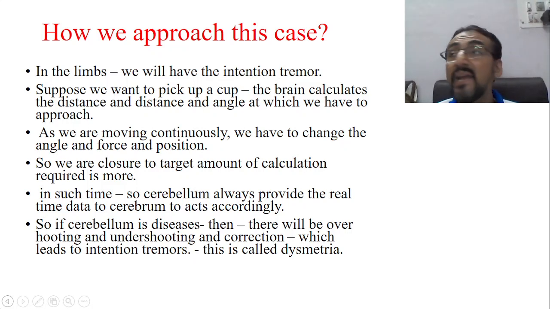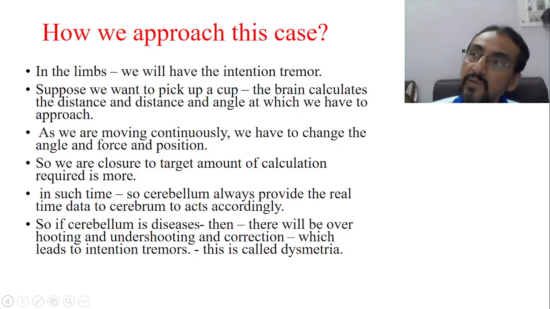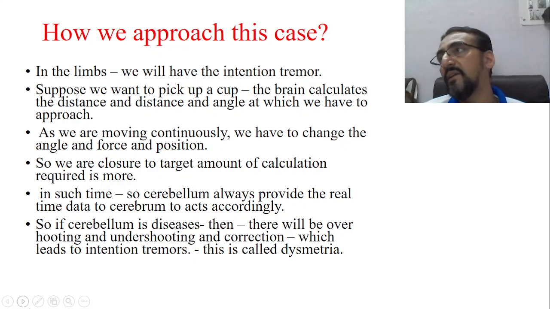This leads to intention tremors, and this is called dysmetria. Intention tremors are also called dysmetria. There is overshooting and correction, overshooting and correction. When this is happening, that leads to intention tremors like this. So this is also called dysmetria, and this is one of the cerebellar problems.